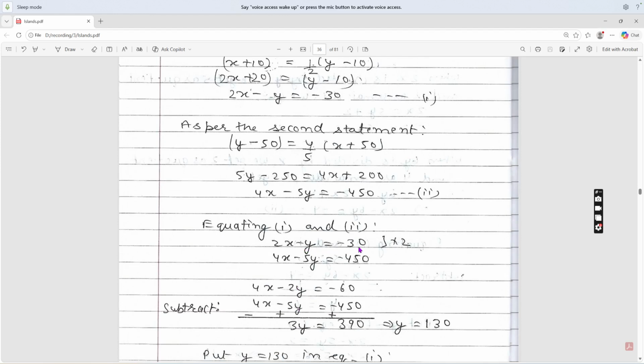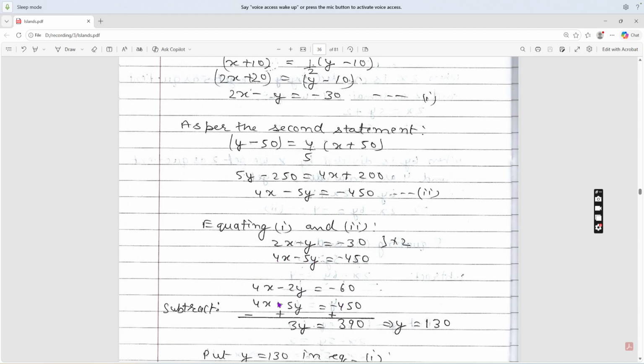2x minus y is equal to minus 30, 4x minus 5y is equal to minus 450. Now we are going to subtract. First of all, we are going to multiply the first equation by 2. When we multiply the first equation by 2, we will get the coefficient of x to be equal. 2x into 2 is 4x, minus y into 2 is minus 2y, is equal to minus 30 into 2, that is minus 60. And here it is 4x minus 5y is equal to minus 450.